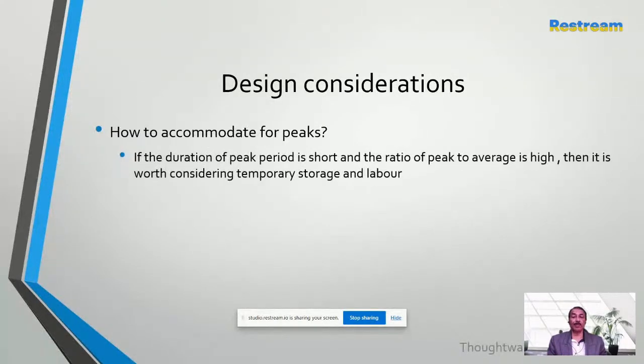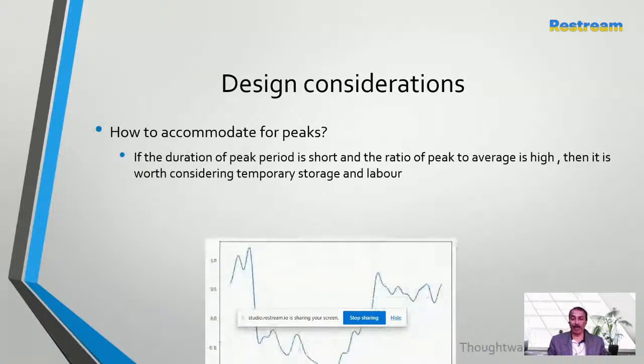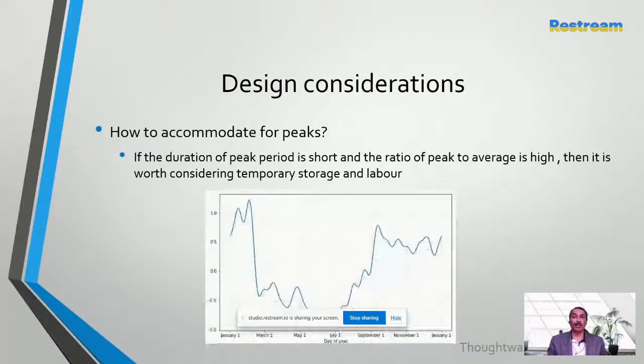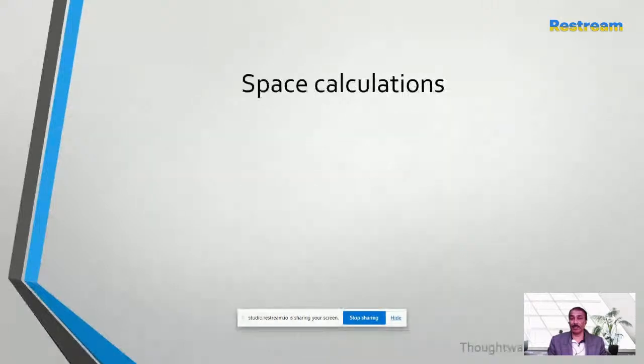If the duration of the peak period is short and the ratio of peak to average is high, then it is worth considering temporary storage and labor. Because if it is only for a short period, you can possibly hire a small warehouse, or you may consider storing outside the warehouse with proper protection.